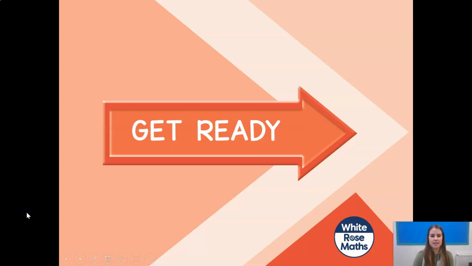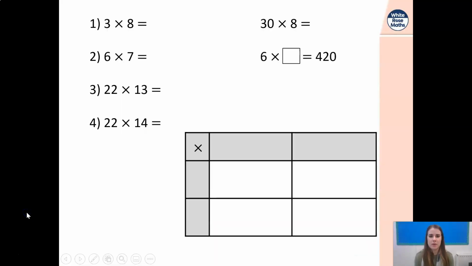So let's wake your brains up a little bit this morning. So I'd like to have a go at these questions. If you look very closely, number 1, number 2 have an additional question that's attached to them. And for questions 3 and 4, you might need to think about using an area model, so using your grid method here to be able to help you. So pause the video and have a go.